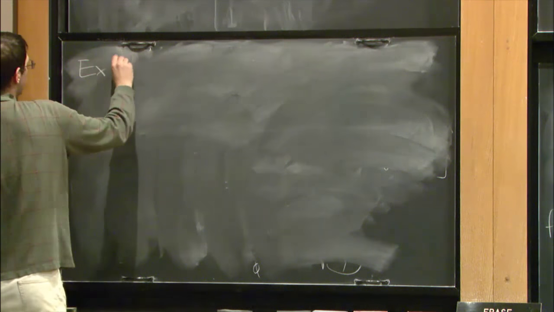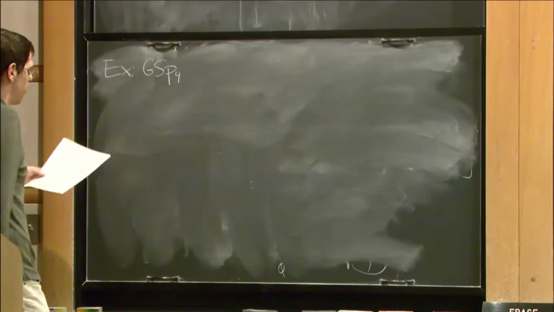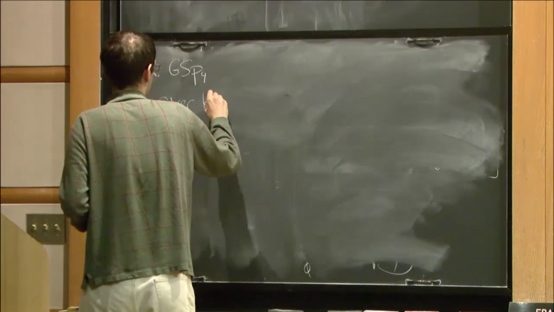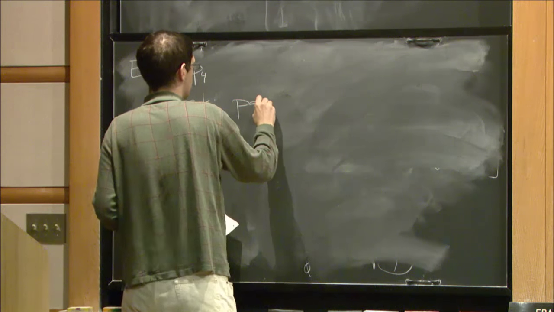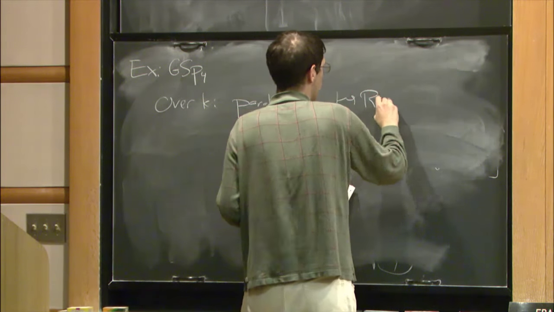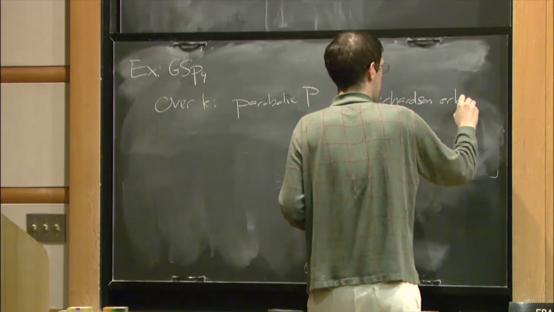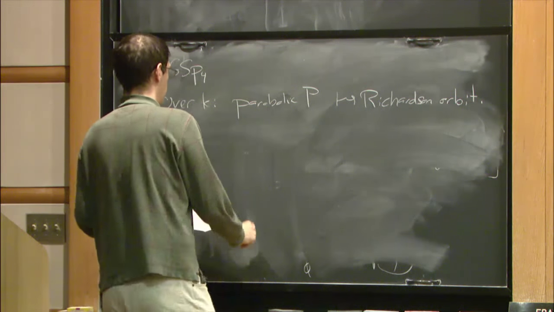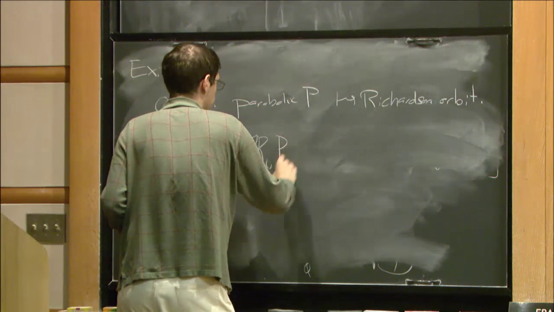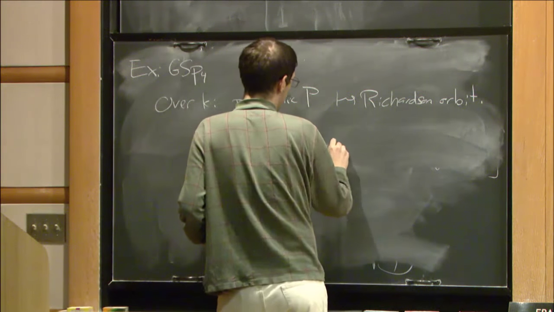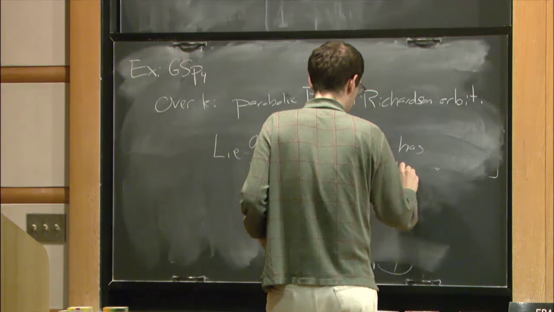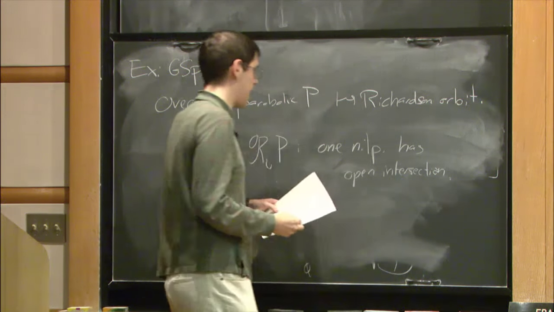It was an example with GSp4, but once I explain what's going on, you'll see it's not specific to this group. So over a field, if I give you a parabolic, there's a standard way to associate a nilpotent orbit to it. It's called the Richardson orbit. What it is, you look at the Lie algebra of the unipotent radical of P, and one nilpotent orbit has a dense open intersection. And that's the Richardson orbit.